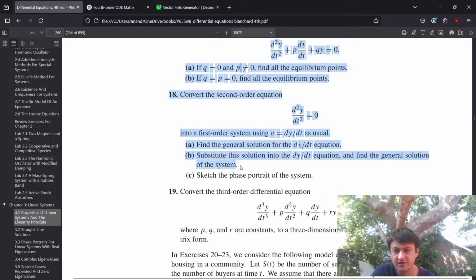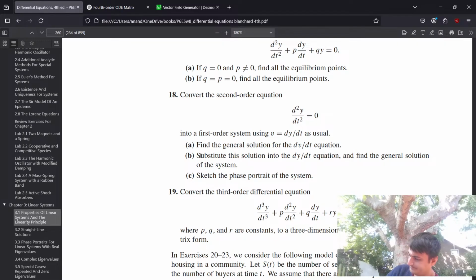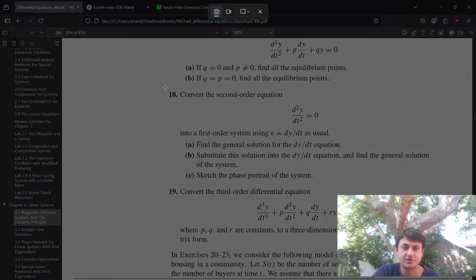Substitute this into the... Oh, and find the... Okay, so then if we take the derivative, we get just v is equal to y prime. And then you're good. And v is just equal to v. Sketch the phase portrait. I don't know about that. But just double check the first two.